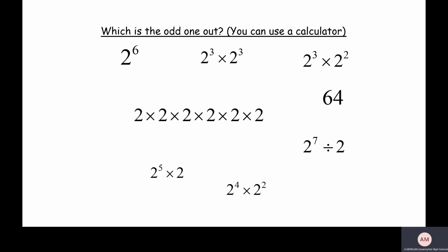Okay, if you use a calculator to work all of these out, I know you can't work out 64, but just put that one to one side, work out the others, and then see if you can find the odd one out. Pause the video now while you do that, and then when you're ready to proceed and talk about the odd one out, unpause the video.